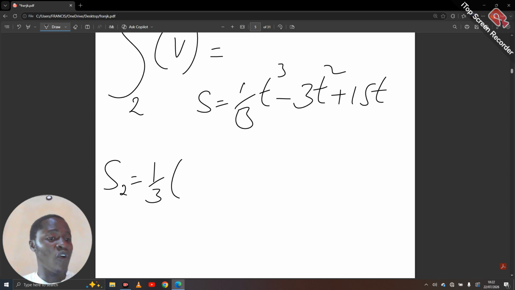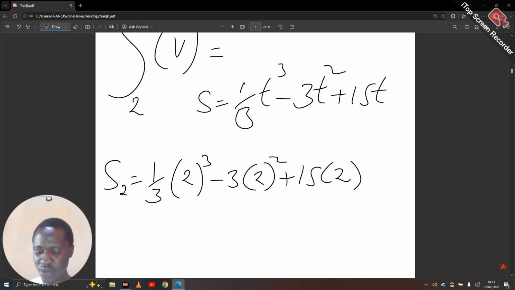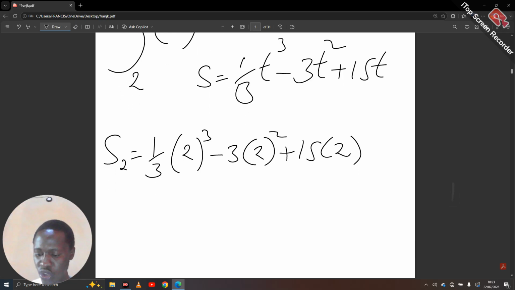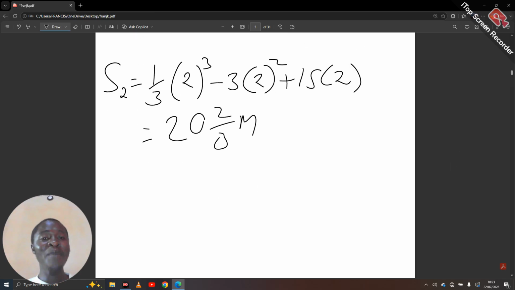Remember, this thing flows like a sequence. It is like a series. It follows a pattern. So we are having a third into 2 cubed minus 3 into 2 squared plus 15 into 2, which already we have the answer. So this one will be 20 and 2 all over 3 meters. Remember, this part normally contains 4 to 5 marks. So you must be very keen.